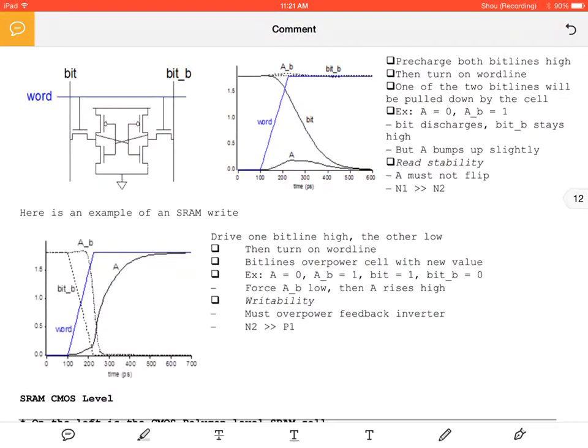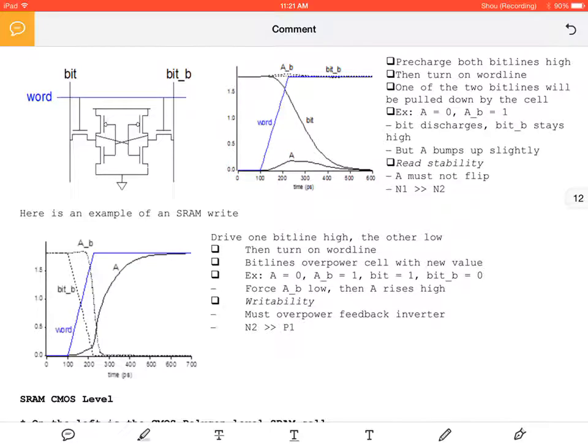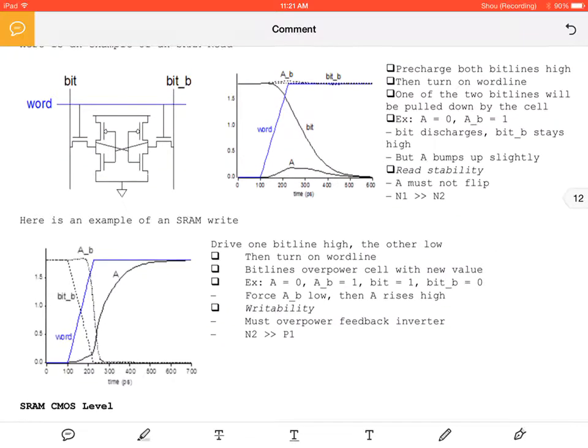Now here's what happens with the write. What happens with the write is you turn on the word line, and then the bit overpowers the cell with the new value. Like I actually just described a write previously. For example, if A is equal to 0 and A bar is equal to 1, and bit is equal to 1 and bit bar is equal to 0, you turn on your word line. Now you force A bar low.